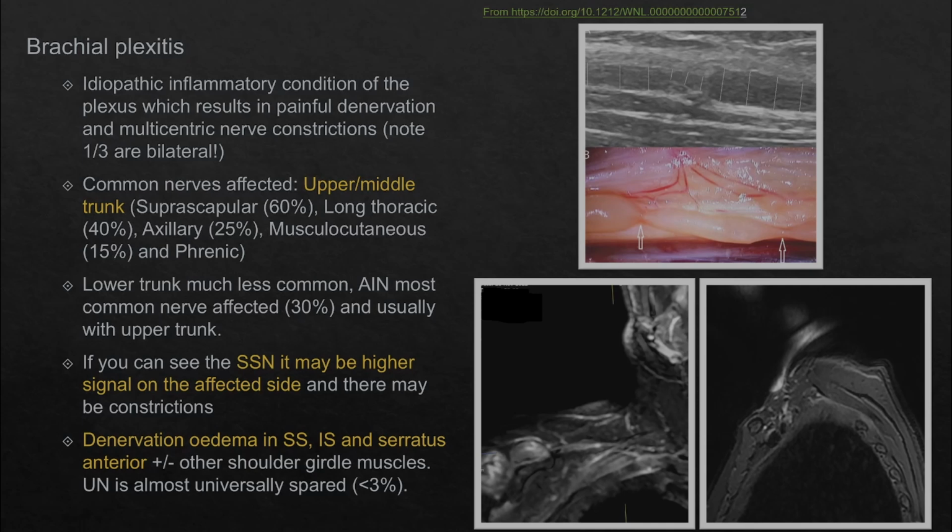On MRI, you're specifically looking for the suprascapular nerve and whether it is of high signal and whether there are visible constrictions, as in this case. Bear in mind that 1/3 of cases are bilateral, although, as you know, classically in textbooks, it is a unilateral condition. More commonly, you can see denervation edema within the shoulder girdle, affecting the supraspinatus and infraspinatus muscles, and or the serratus anterior, if the long thoracic nerve is affected.